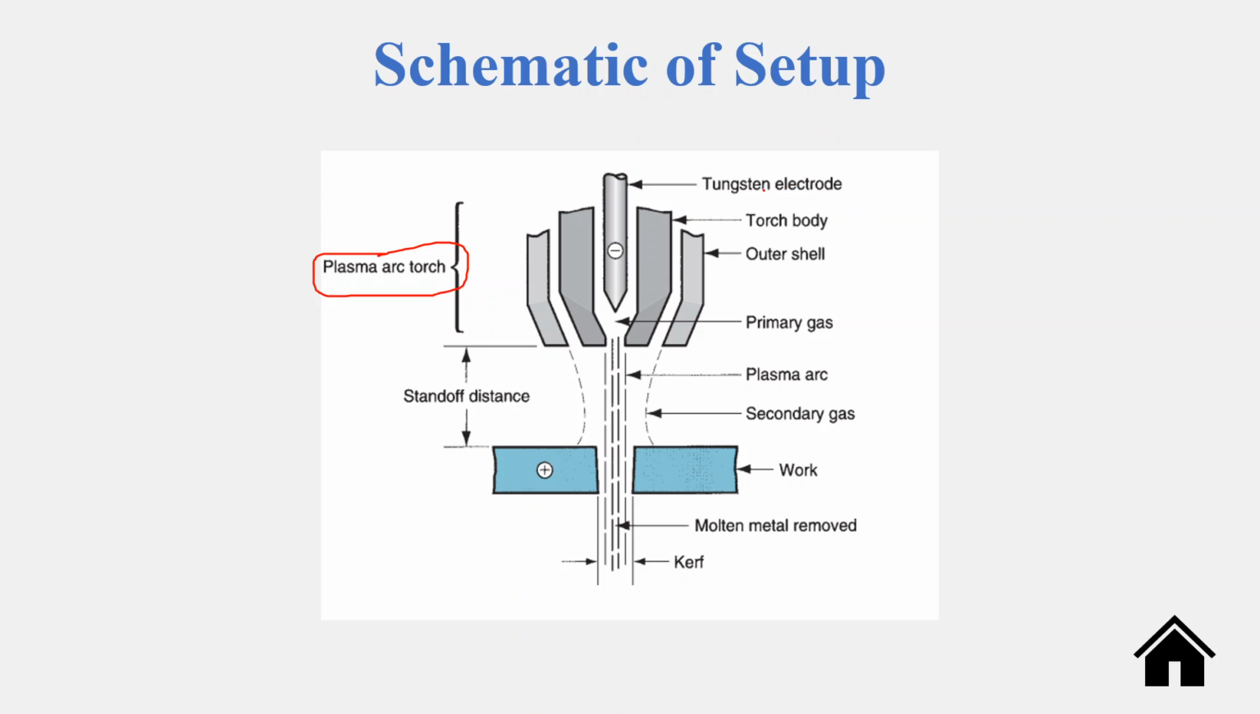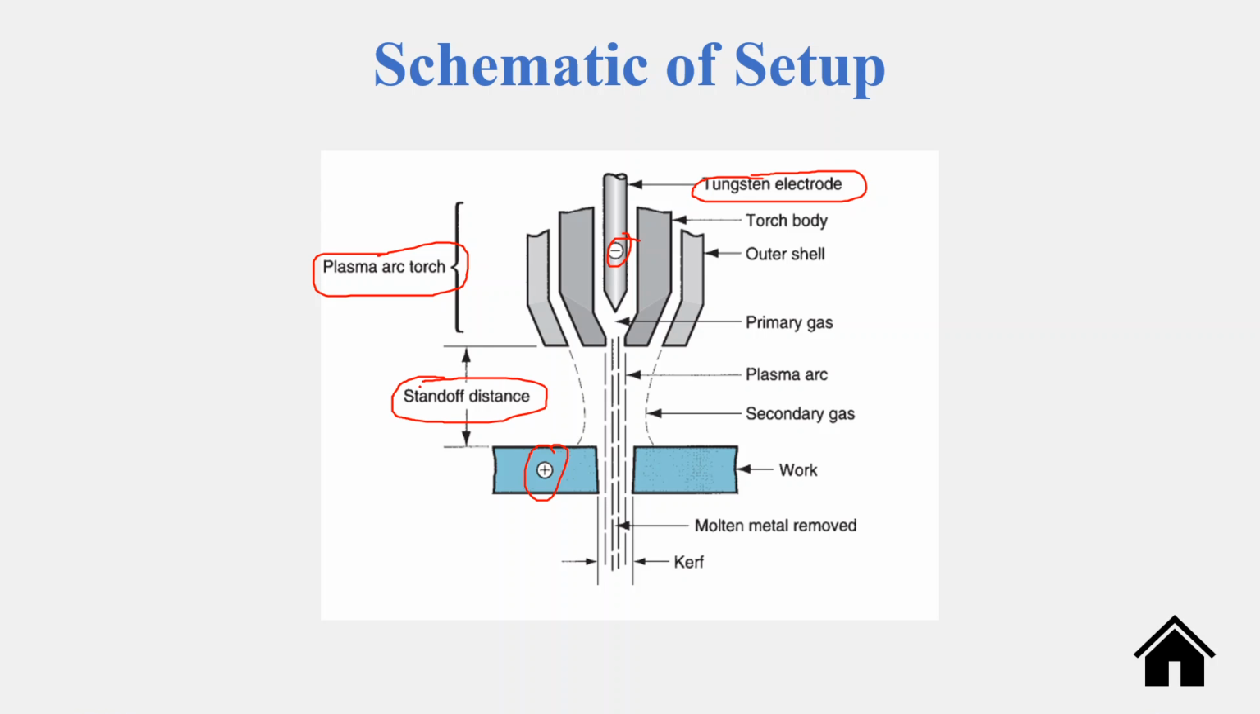And the second thing is this tungsten electrode. One should keep in mind that this is always negatively charged and the workpiece is always positively charged. And as these are oppositely charged, the heat that is generated between them is used to cut the metals. And the next thing that is of importance is the standoff distance.